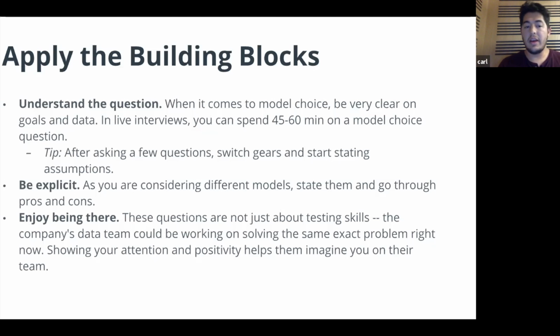And finally, enjoy being there. It's not just about skills. It's about you. Maybe the question is a real world question that they're working on in their business, or something related. And as they're asking it to you, they're looking at you as a colleague who could help them with that question, someone they'd work with. So you want to be someone they would like to work with. So enjoy it, show enthusiasm, show how much you know, and really try to sell yourself as an ideal candidate, not just on the machine learning stuff.